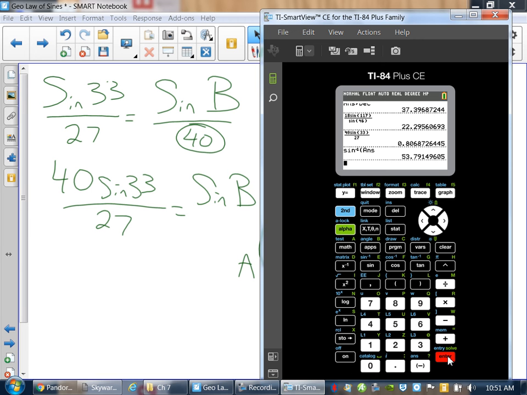Okay. The reason why I put a lot of parentheses to close stuff up is that when we get to cosines, you got to be careful where your parentheses go because it could be pretty. If you don't type it in correctly in the calculator, it can be off, like way off. Okay. So that's how I get that angle, 53.79.